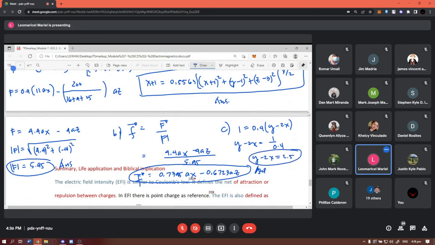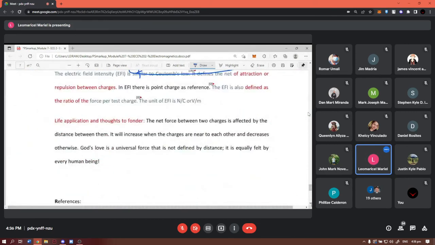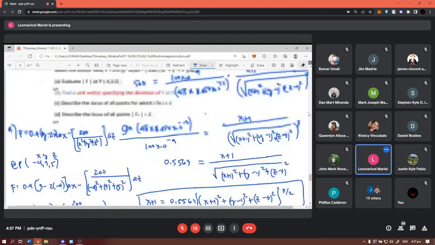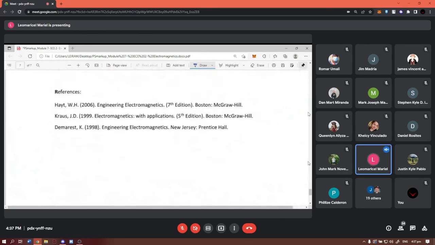Kasi along x lang. Then, yung susunod naman na problem, describe the locus of all points, fz along z naman is equals to 2. So, yung z naman yung gagamitin mo. Ito. So, 200 divide x squared plus y squared plus z squared. Sa letter D, so 2, f is equals to 200 divide mo ng x squared plus y squared plus z squared. Positive ba? Negative? Minus. Negative. So that would be negative.